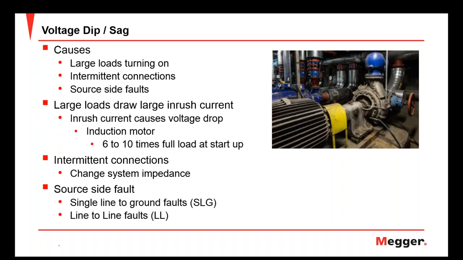And of course, other things that can do this is anything that really changes that system impedance. Intermittent connections will do that, and also source side faults, a single line to ground fault or a line to line ground fault.